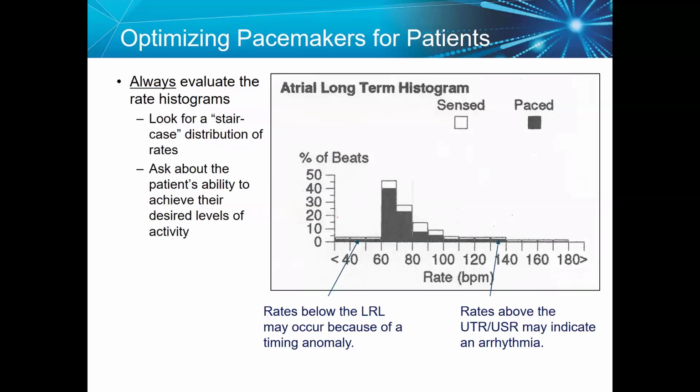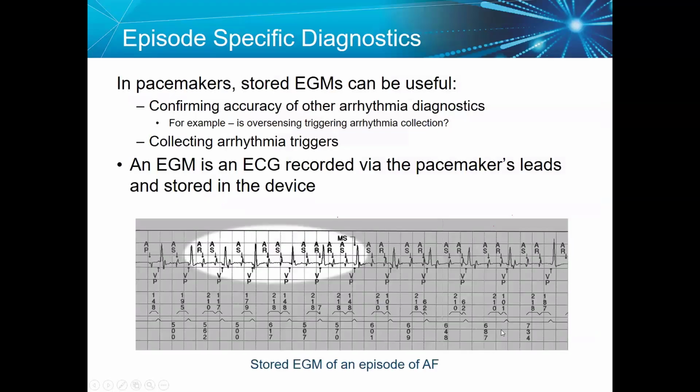Here, we should always see the rate histogram. Rate below the lower rate limit here may be because of a timing anomaly. It doesn't mean anything, okay? But rate above the upper tracking rate or upper sensor rate may indicate an arrhythmia. Here that we see an arrhythmia, the pacemaker stored EGM can be useful for confirming accuracy of other arrhythmia diagnostics, oversensing, or triggering arrhythmia collecting arrhythmia trigger.